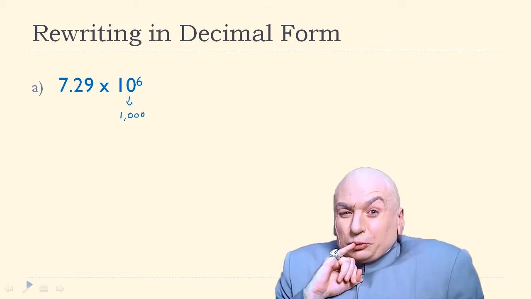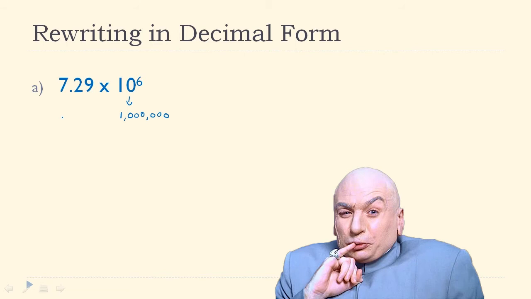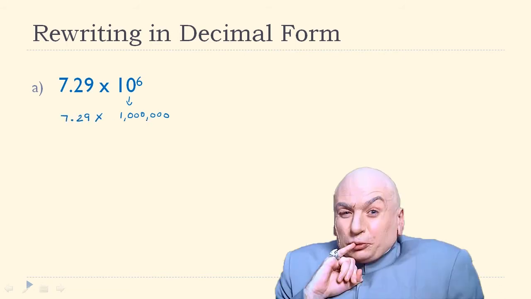Rewriting in decimal form. We have to write 7.29 times 10 to the power of 6 as a decimal number, or sometimes we call this standard form. One way of looking at this 10 to the 6th power is to think about it as 1 million, because this is basically saying you're taking 10 and multiplying by itself 6 times, and when you do that you get 1 million. So you're going to be taking 7.29 and multiplying by 1 million.